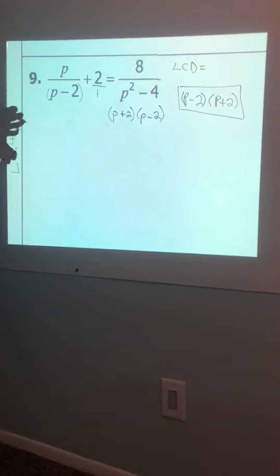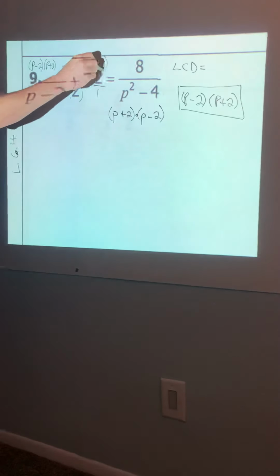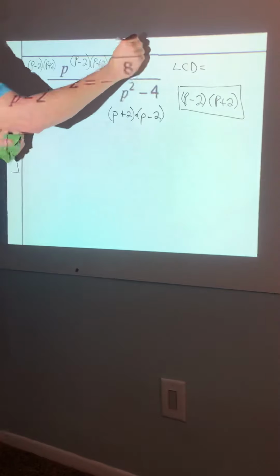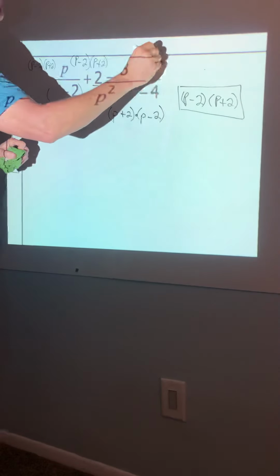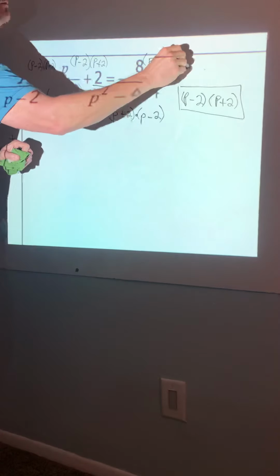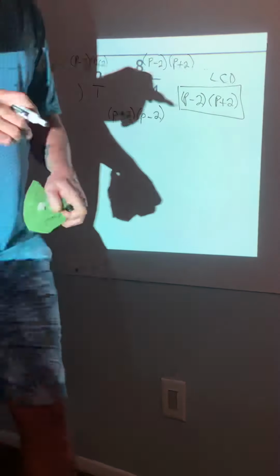Once you get your LCD, we're going to multiply all the numerators by p minus 2, p plus 2. Come over here, don't forget that one in the middle, p minus 2, p plus 2. And the very last one over here, we're going to multiply by p minus 2, p plus 2. And this is the LCD. All right, let me back out of the way for a second. I'm used to working on a much bigger board, and I want to make sure you can see all that.